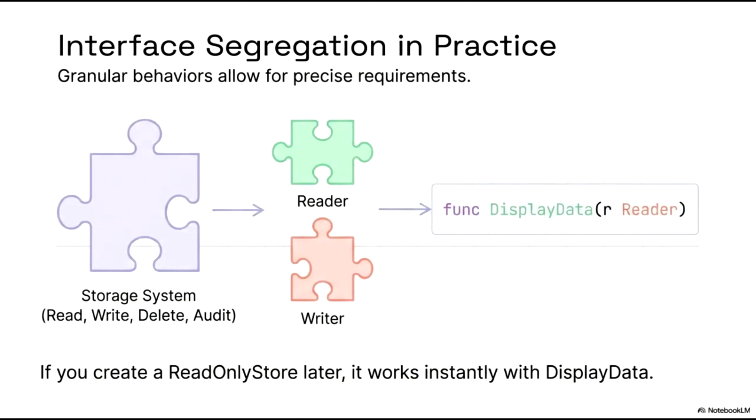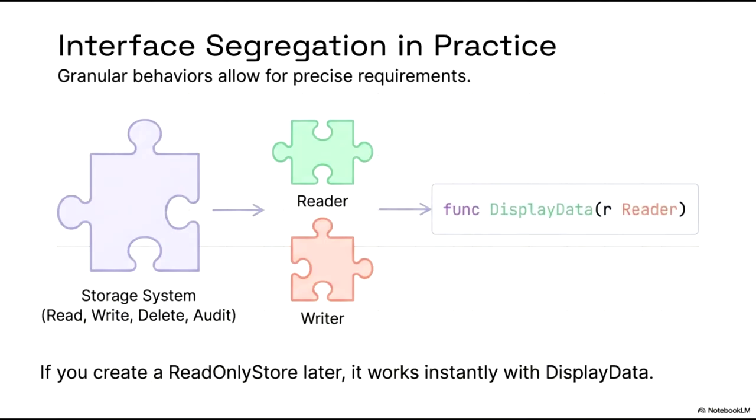Interface segregation is a powerful principle that allows for more precise requirements through granular behaviors. In this example, we have a comprehensive storage system that includes functions for reading, writing, deleting, and auditing. Rather than forcing a consumer to depend on this entire monolithic structure, we can break those capabilities down into smaller, focused interfaces like reader and writer.